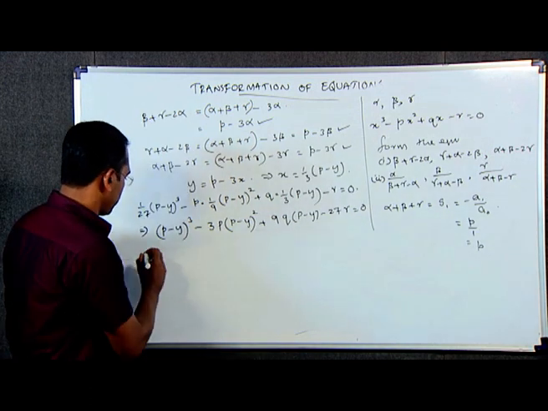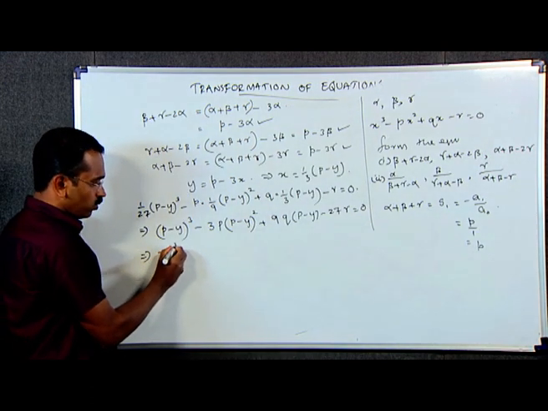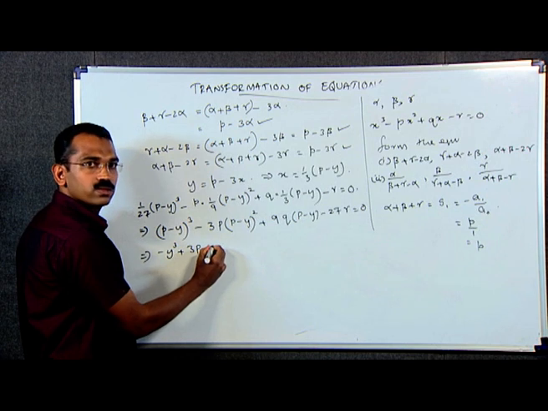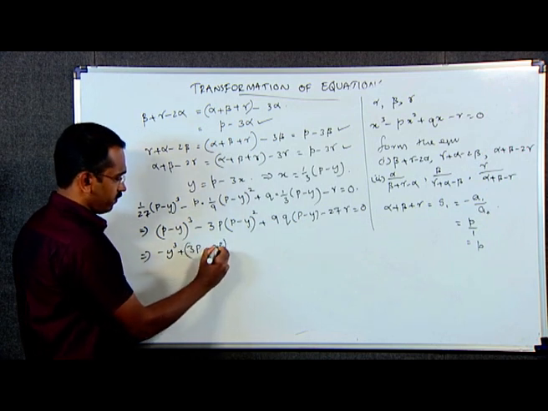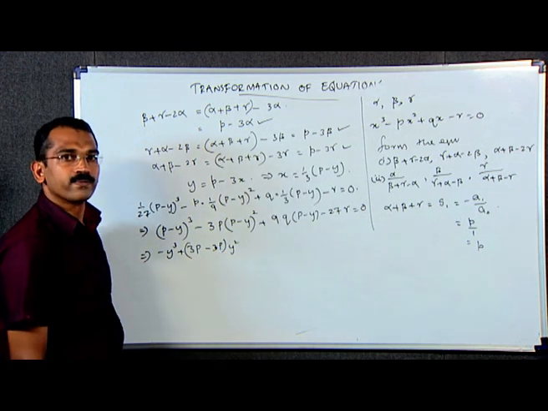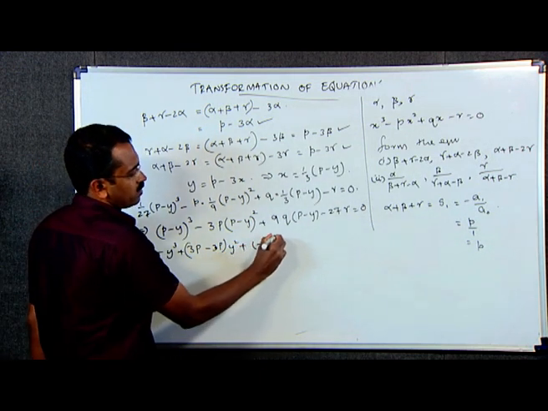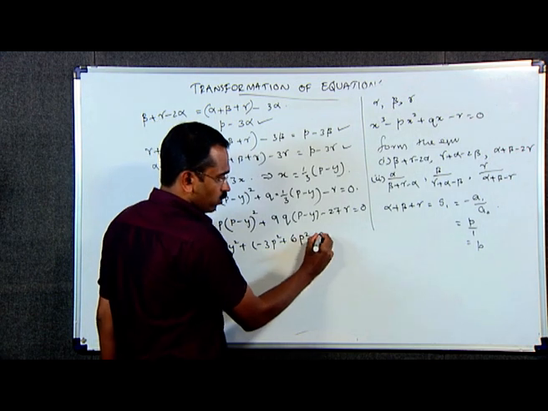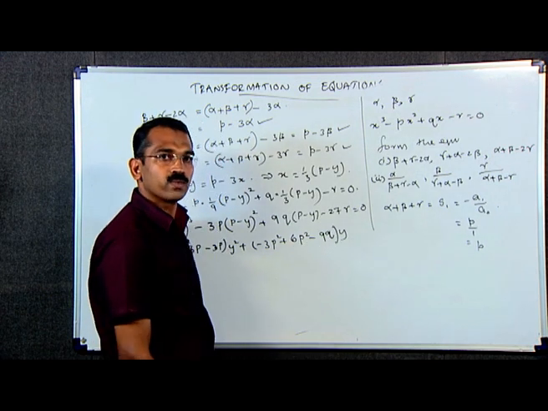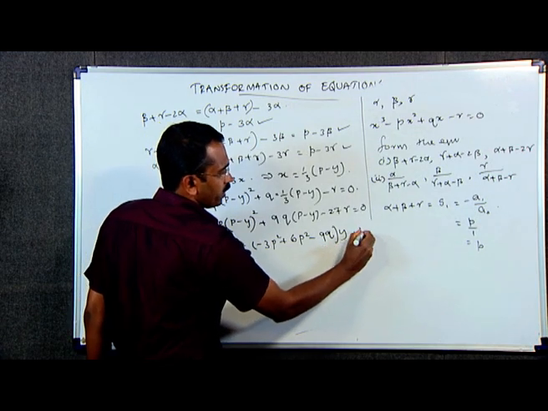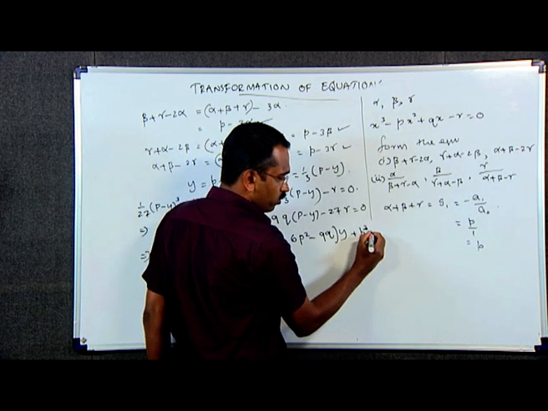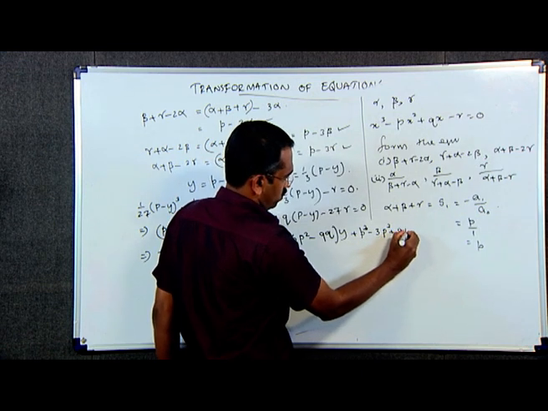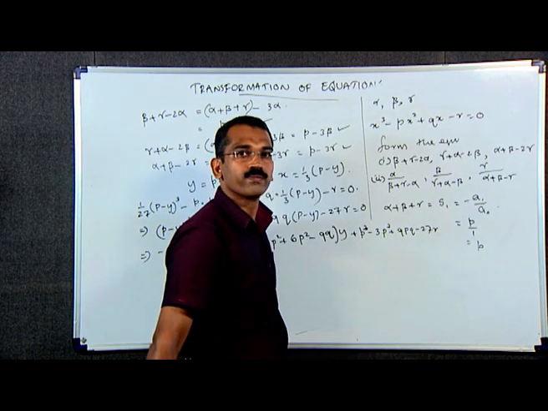That is, on expanding, we will get minus y cube plus 3p minus 3p into y square, plus minus 3p square plus 6p square minus 9q into y, plus p cube minus 3p cube plus 9pq minus 27r is equal to 0.